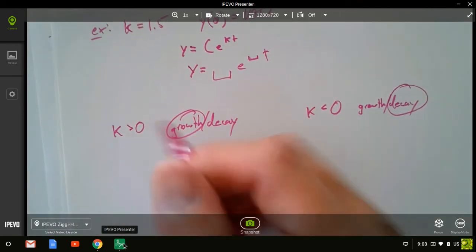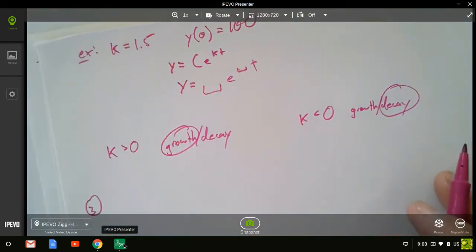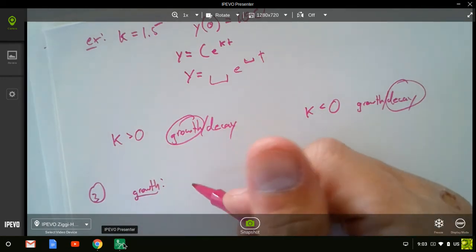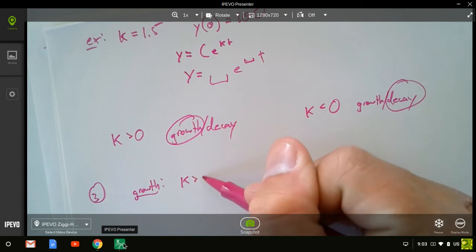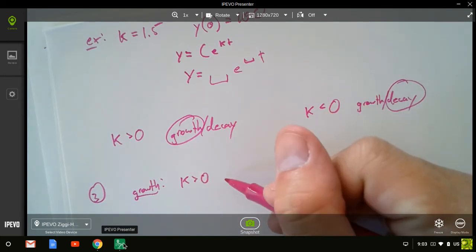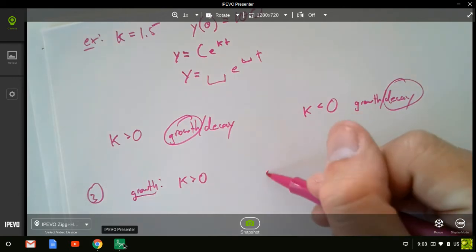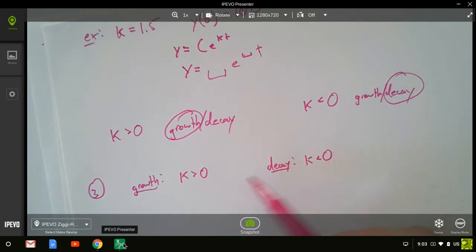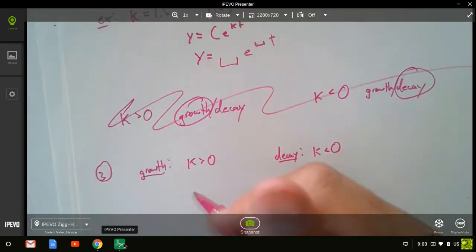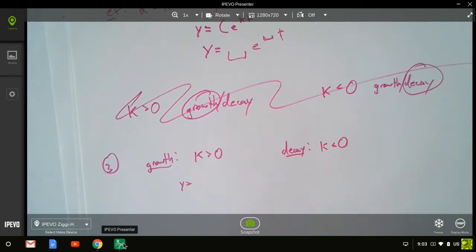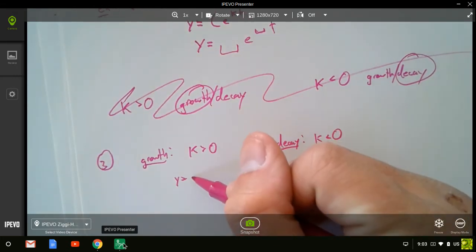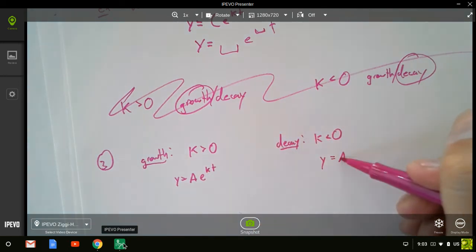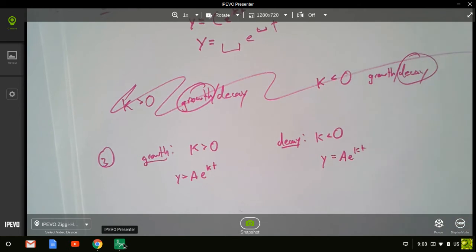So my third subtopic is just something that they cover in your book. It's reminding you that now you can write this part down: if K is greater than 0, then you have growth. And decay simply is that K is less than 0. If you need to remind yourself where K is coming from, just write down the equation for growth and decay. It's Y is equal to A E to the K T.